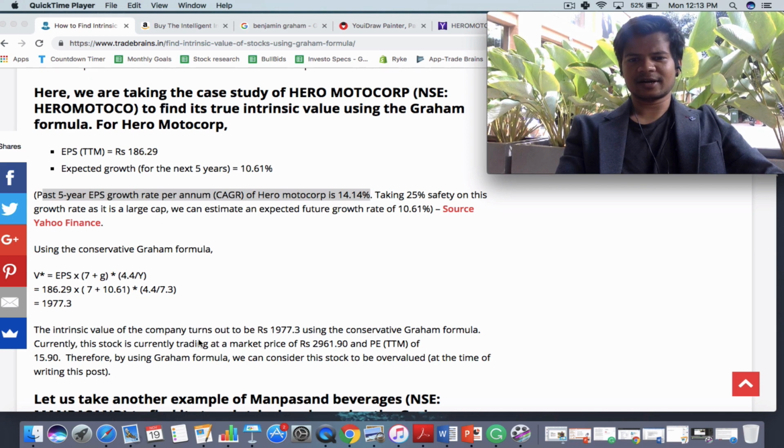And currently Hero MotoCorp is trading at a price of rupees 2961 with a PE of 15.90, and from our calculations of Graham formula we can say that its true intrinsic value is around 2000 rupees. So it is currently overpriced at the time of writing this post.